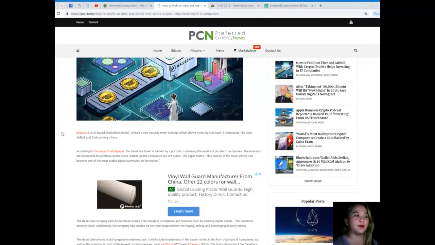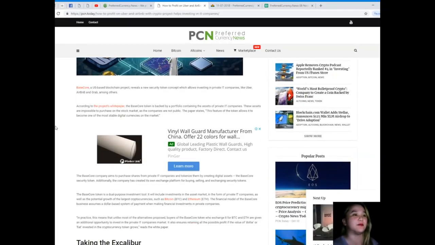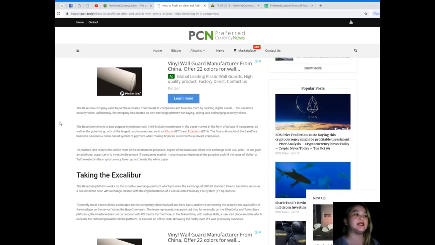According to the project's white paper, the Basecore token is backed by a portfolio containing the assets of private IT companies. These assets are impossible to purchase on the stock market as the companies are not public. The paper states this feature of the token allows it to become one of the most stable digital currencies on the market. Now, the Basecore company aims to purchase shares from private IT companies and tokenize them by creating digital assets. The Basecore security token, additionally, the company has created its own exchange platform for buying, selling, and exchanging security tokens.